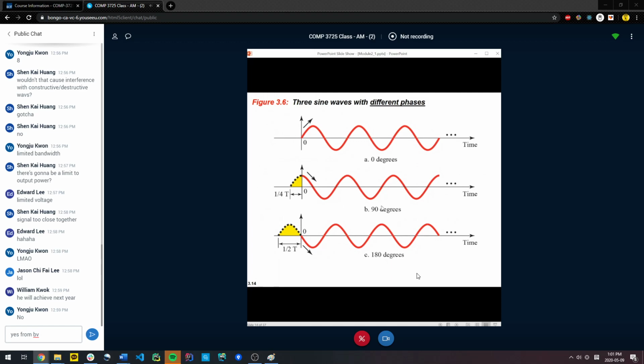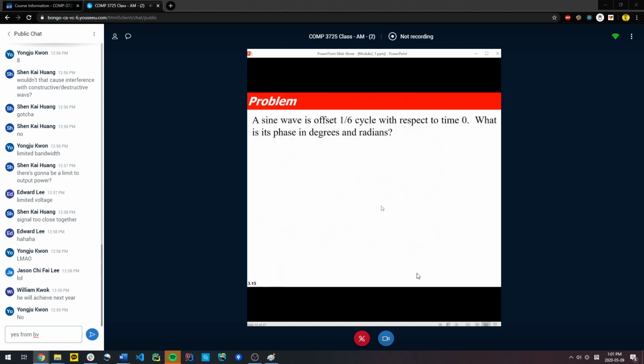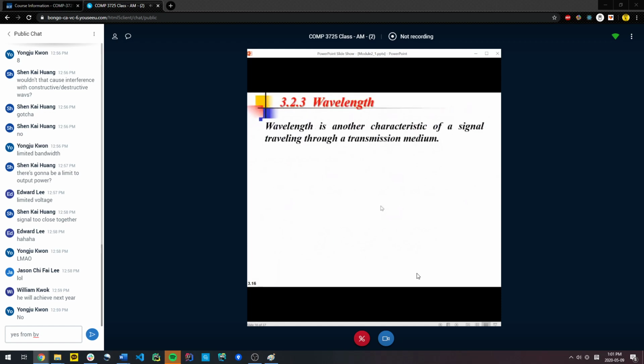Okay? So this is where we will stop today in terms of the material. Next week, we'll recap this, and then go on to the other characteristics of all of these sine waves that we want to deal with.